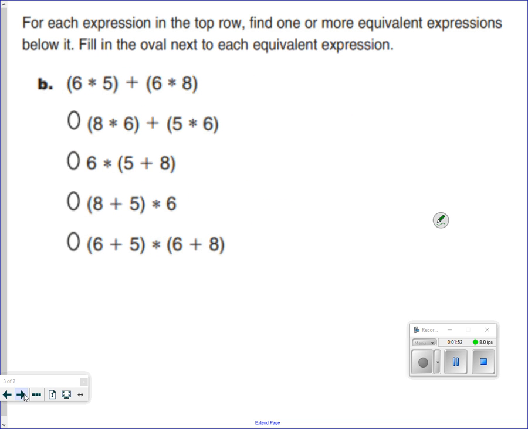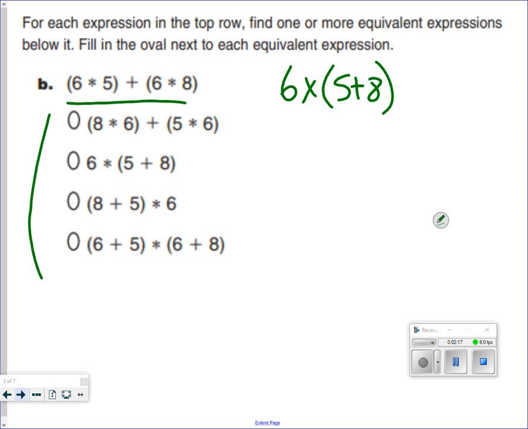Let's look at the next problem here. It says for each expression in the top row, find one of the equivalent expressions below it again. So we have 6 times 5 plus 6 times 8. Well, before I even look at any of these, I'm going to take a look at what this is asking, okay? First of all, another way to write this would be 6 times the 5 plus 8. Because the distributive property is this right here, where you're just extending it out where it's going to be the 6 times 5 plus 6 times 8. Okay, so I'm multiplying into each one of these. That's all we're doing here, okay?